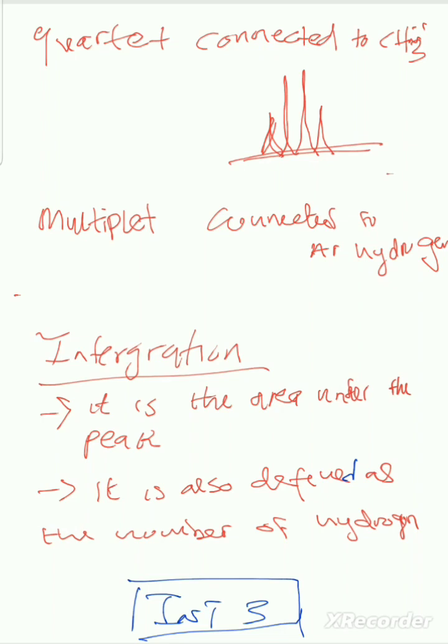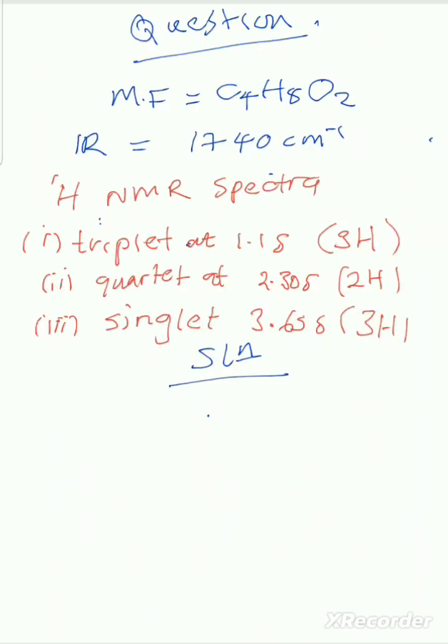Let's look at a quick example where we can apply all the concepts that we have learned. All right, so this is the question. We have been given the molecular formula C4H8O2, and the IR value, which is 1740 per centimeter. We also have the proton NMR spectra with a triplet, a quartet, and a singlet. The triplet is the splitting effect or spin-spin coupling. Then 1.1 with this symbol is the chemical shift, in ppm.